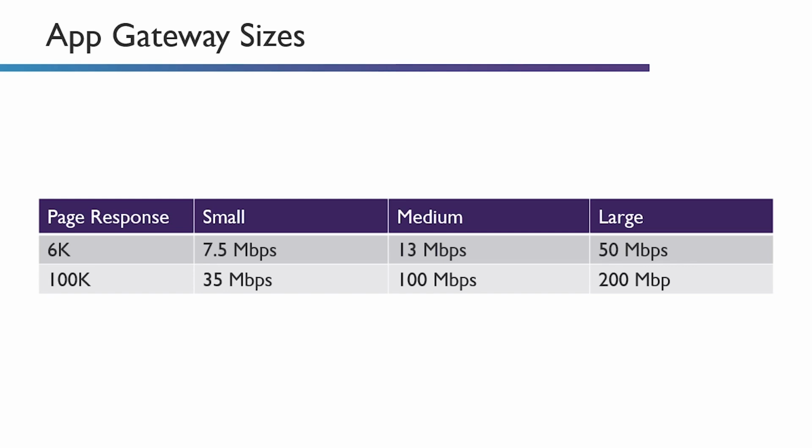App gateways do have sizes, so based on the page response, whether it's 6K or 100K, small, medium, large, these are the throughputs that you can basically expect to get, and this table again is in the attached PowerPoint slides for you. Key things to look out for: there's a big difference between 6K and 100K, so watch out for that. You're probably not going to use the small in a lot of occasions for enterprise workloads, so when you get questions around this in terms of specs, just watch out. You're probably going to be in the medium and the large for a lot of the examples that Microsoft gives you.